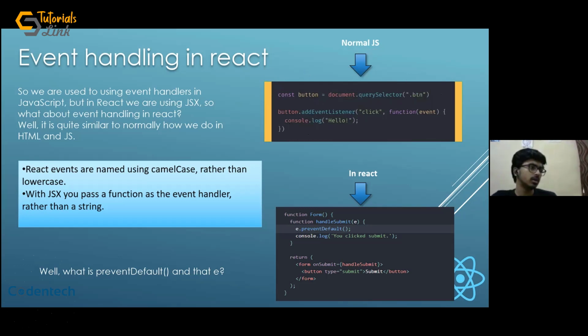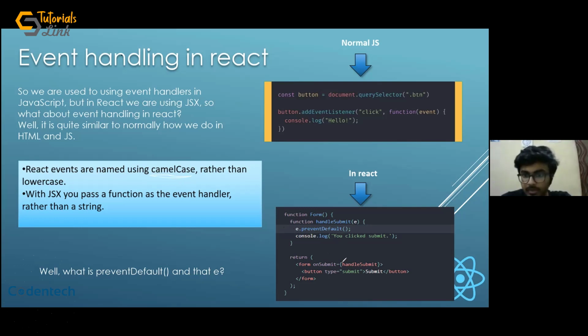So now what will we do in React? Event handling in React. We are used to using event handlers in JavaScript, but in React we are using JSX. So what about event handling in React? Well, it is quite similar to how we do it in HTML, CSS. React events are named using camel case. Let me take out my pencil. Yeah, you can see React event names are used with camel case.